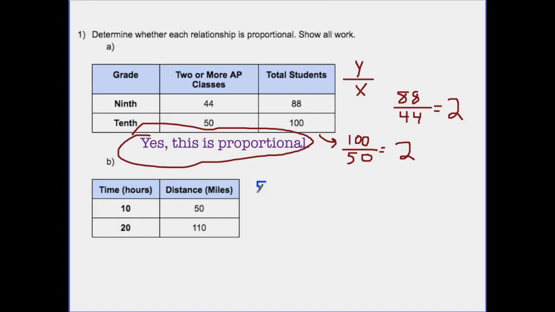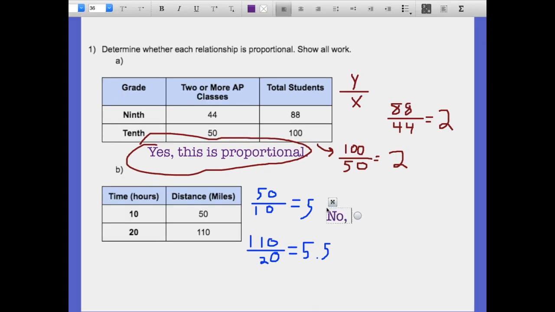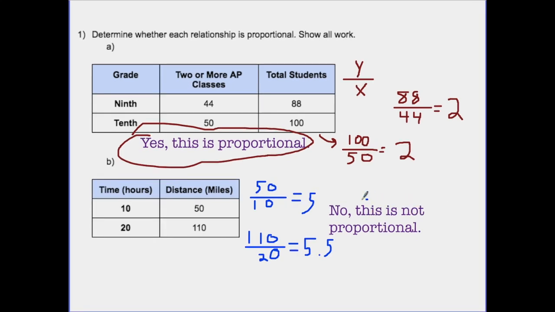The next one here, we're going to do y over x again. So y value is 50, x value is 10. Divide that, we get 5. Next part, y value is 110, x value is 20. 110 divided by 20, we get 5.5. So not the exact same ratio. So for this one, we're going to say no, this is not proportional. Circle my final answer, and we're good.